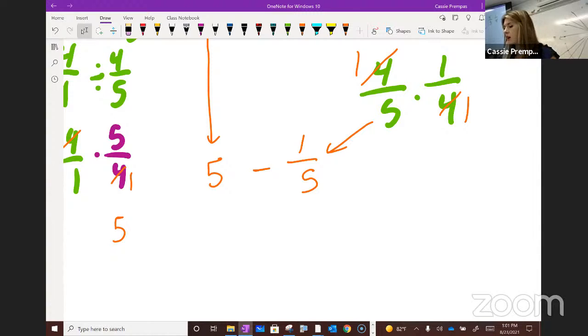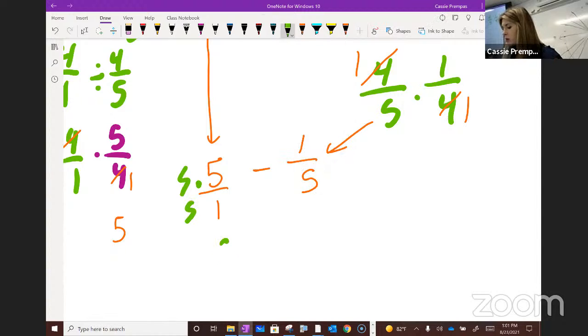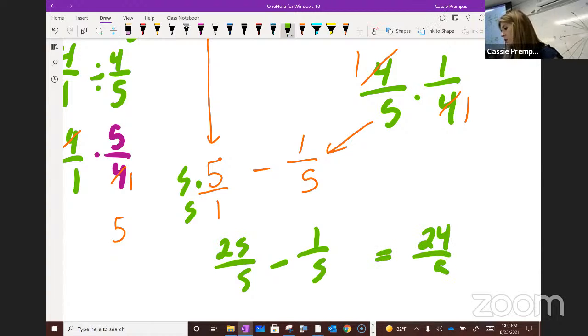Make it as a fraction. So if I call this 5/1, awesome. What would I multiply this by? 5/5, good. So that becomes 25/5 minus 1/5. And that becomes 24/5. Or did anybody else look at that in a different way?